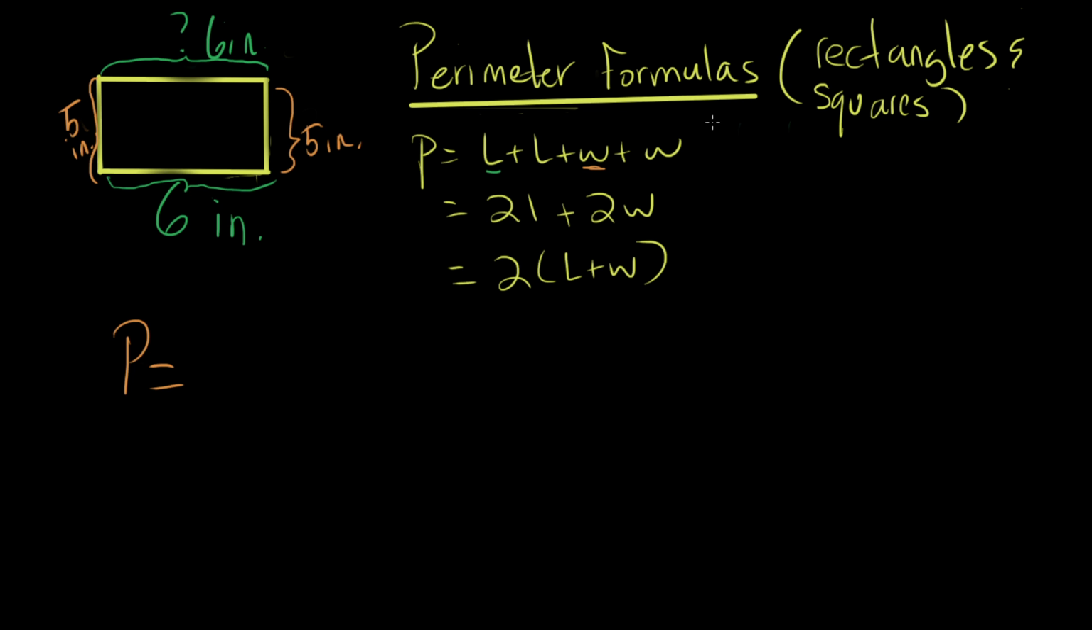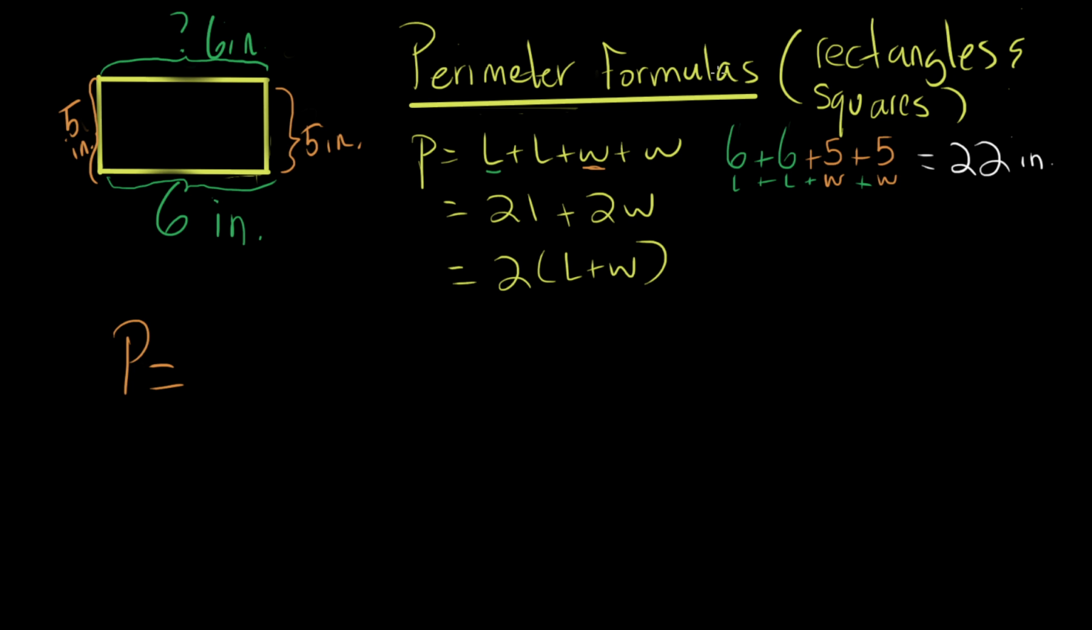Now, let's solve this using these formulas. The first one is length plus length plus width plus width. Well, we have two lengths, which are 6 plus 6. And we have two widths, which are 5s, so plus 5 plus 5. This is a width, that's a width, this is a length, and this is a length. So 5 plus 5 is 10, 6 plus 6 is 12, 12 plus 10, that is 22 inches.